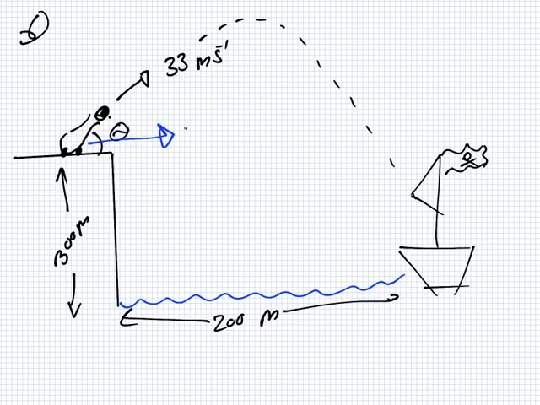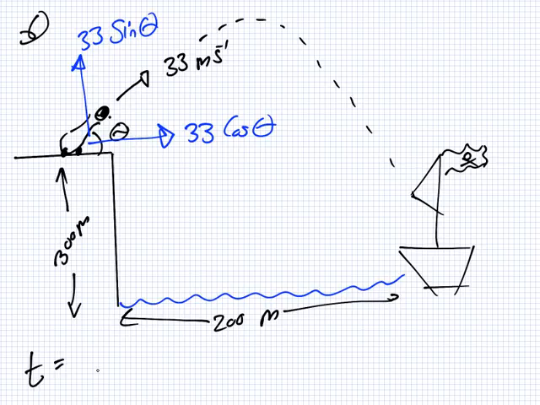This one here is 33 cos theta, and this one here is 33 sine theta. So what should I look at first, the horizontal or the vertical? The horizontal, because it's easier and you have the length, the 200. So if you look at the horizontal, we can use our distance, speed, time triangle. So what would the time be? Distance over speed, and the distance is 200 and the speed is 33 cos theta. Now let's look at the vertical.